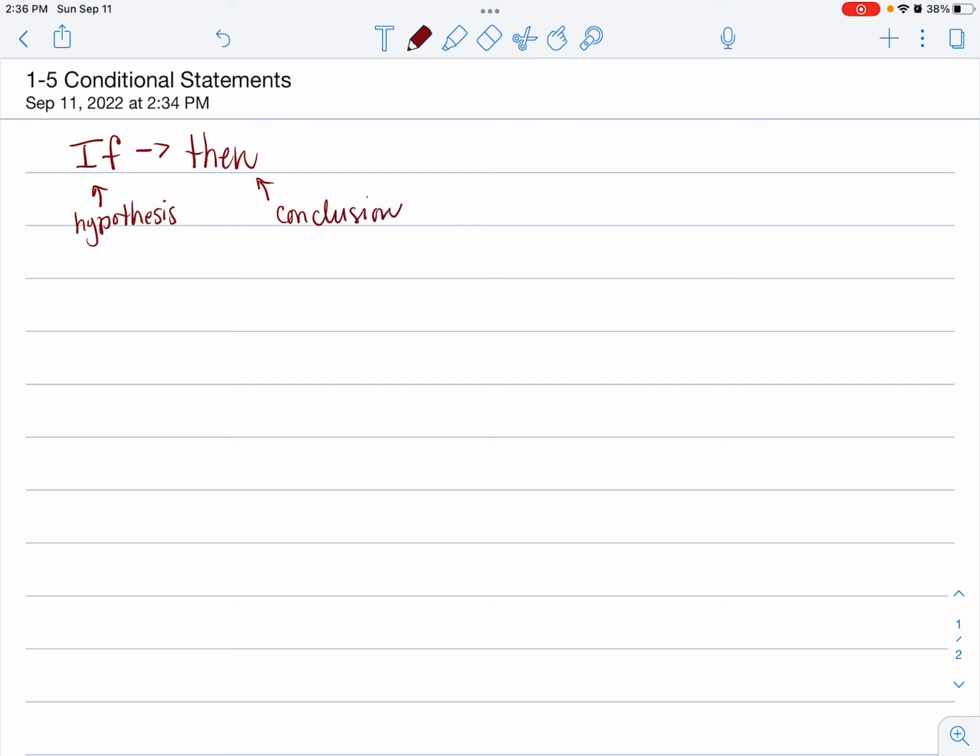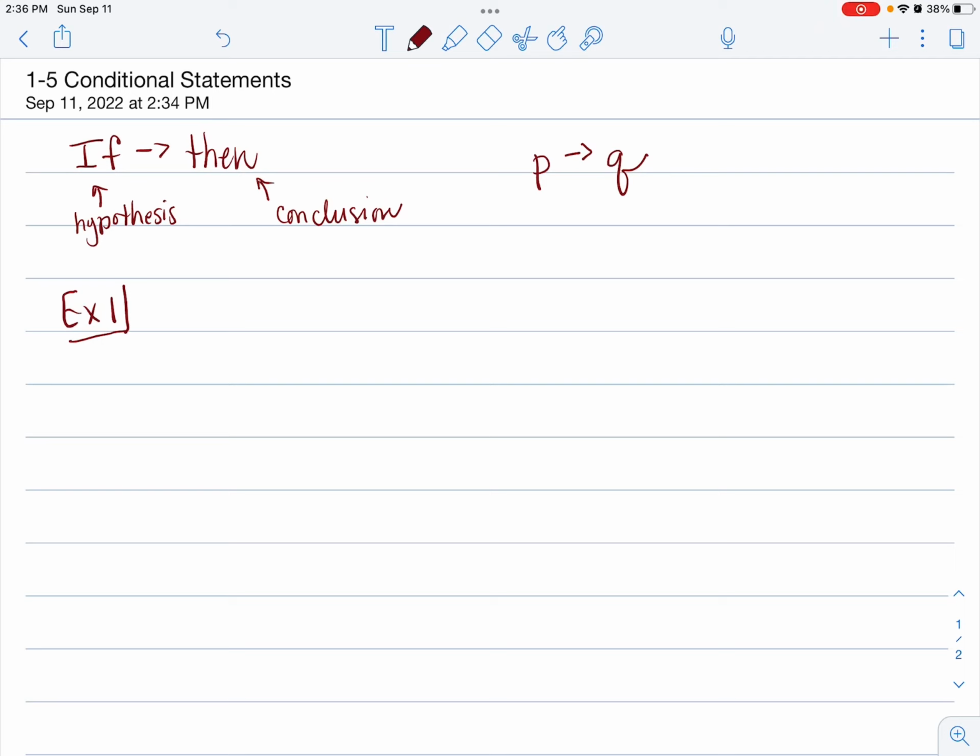And sometimes we'll see it in symbols too. If you see it in symbols, it looks like this: P, arrow, Q. And we read that if P, then Q. So the first thing we need to do is make sure we know how to take a sentence and write it as a conditional. Okay, so here's our first example.